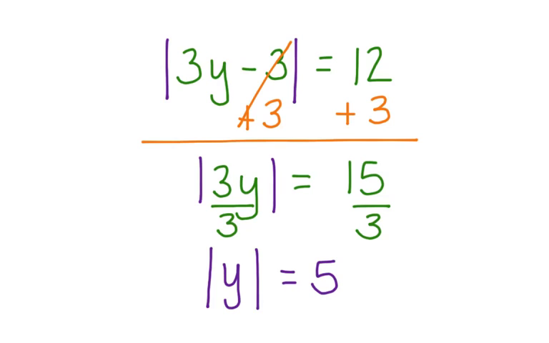Now, which values could we substitute for y to make this a true statement? We could say that y is equal to 5, and y could also be equal to negative 5. Both of these would make it a true statement. Let's look at one more.